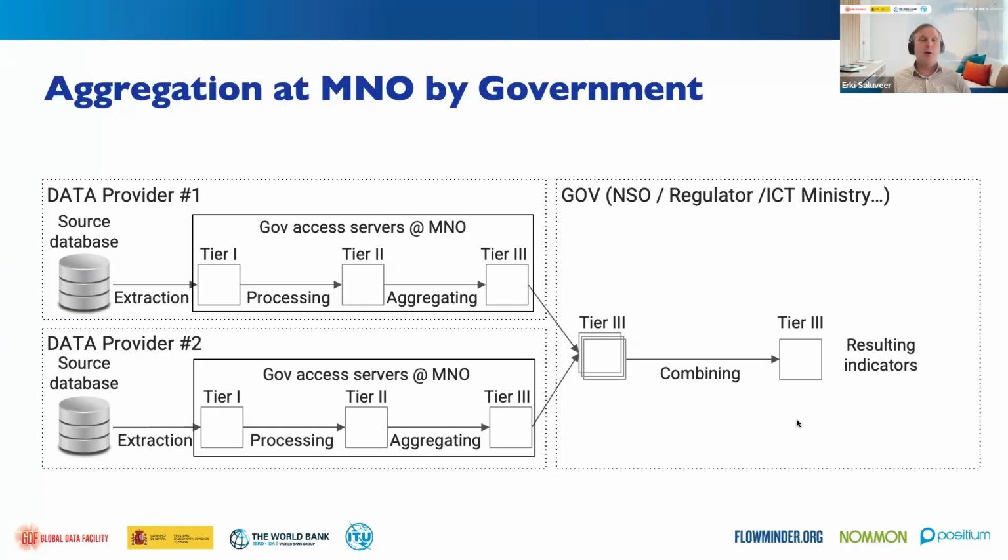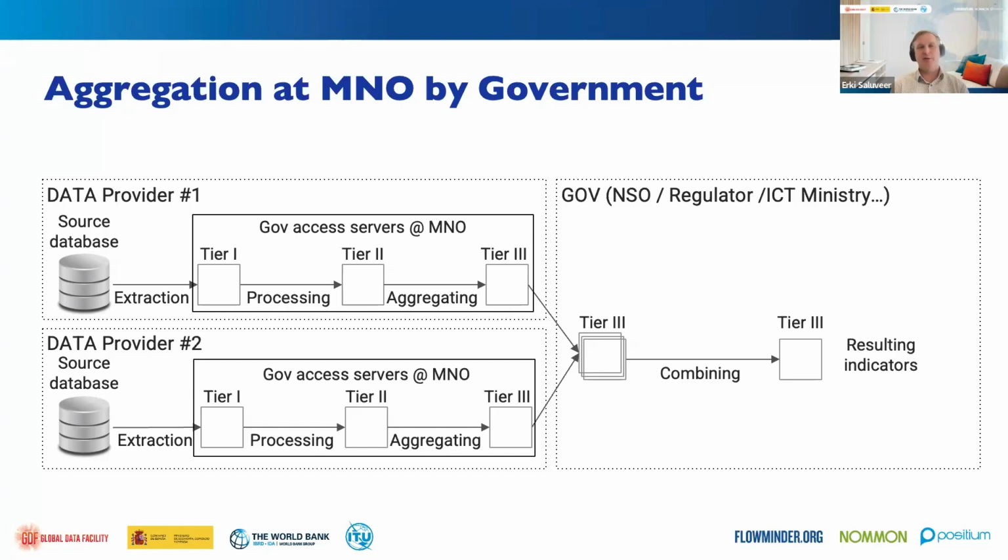So the MNO model is where the aggregation at the mobile network operator is done by the government entity or a technical service provider. So basically, a special sandbox is built where the processing is taking place. Basically the government has access to this part, and they have a good overview of turning the tier 1 data to tier 2 and to tier 3.